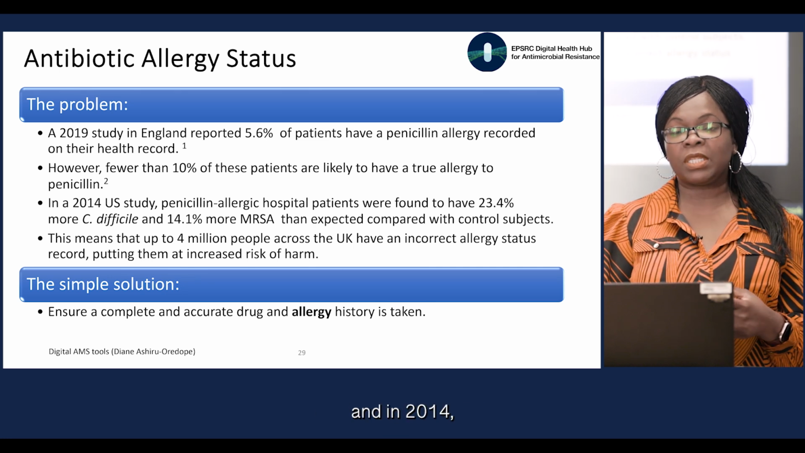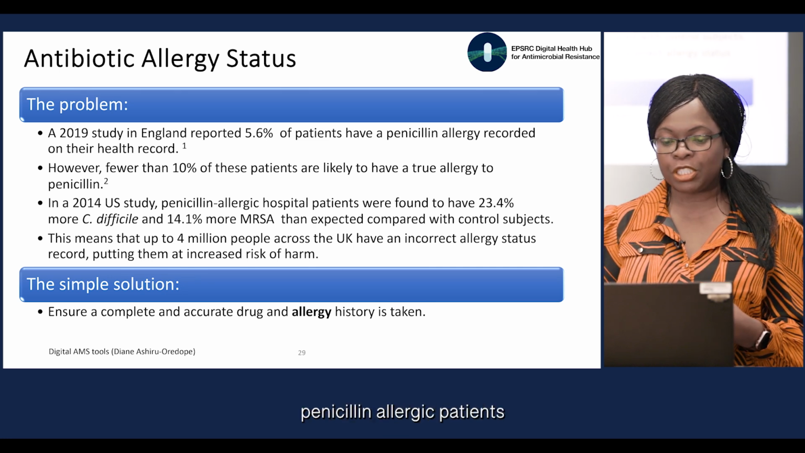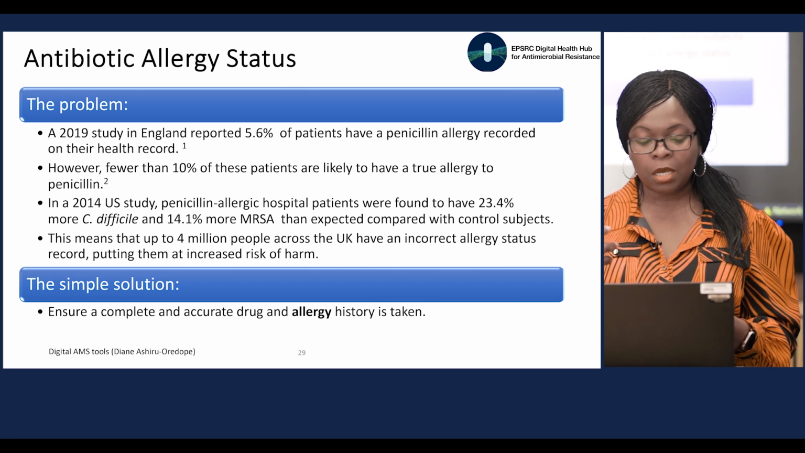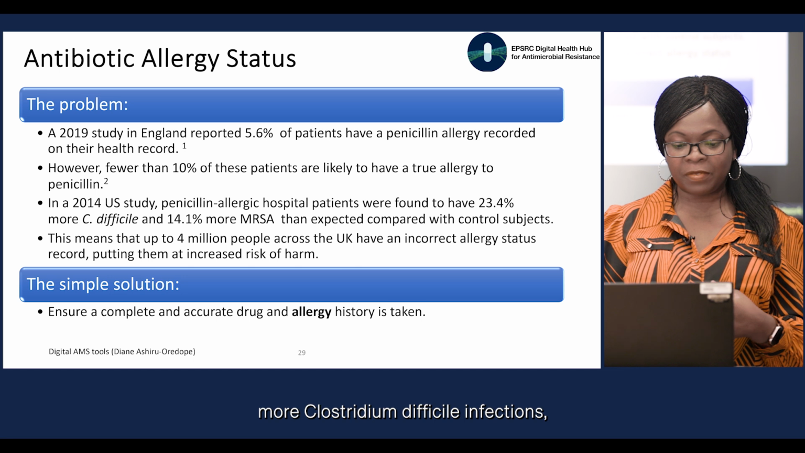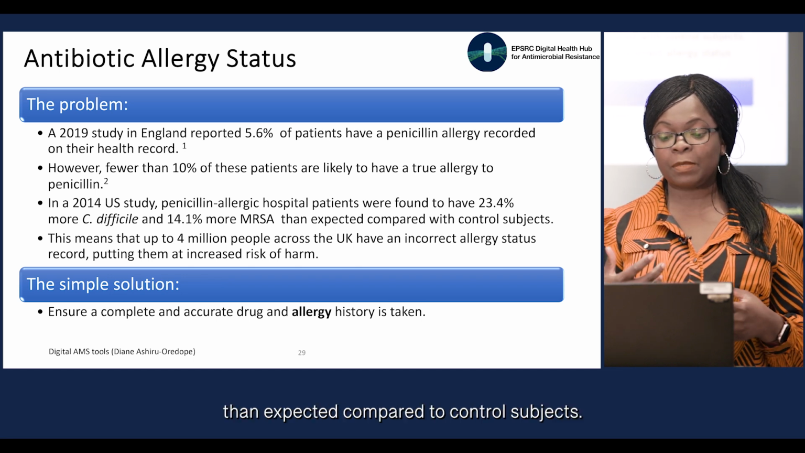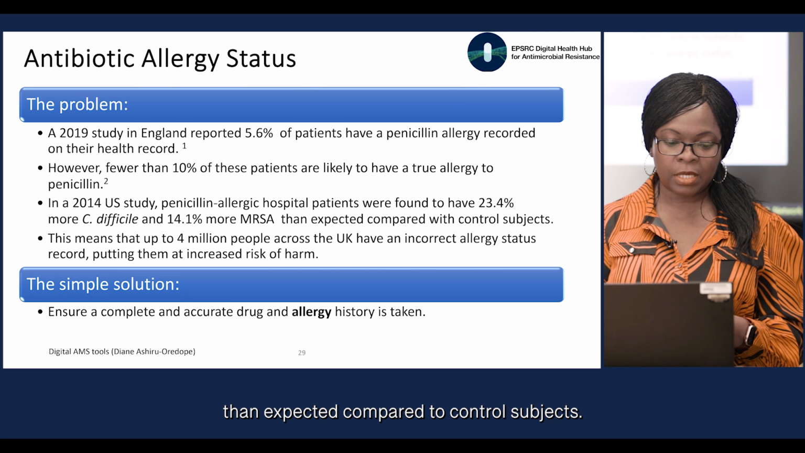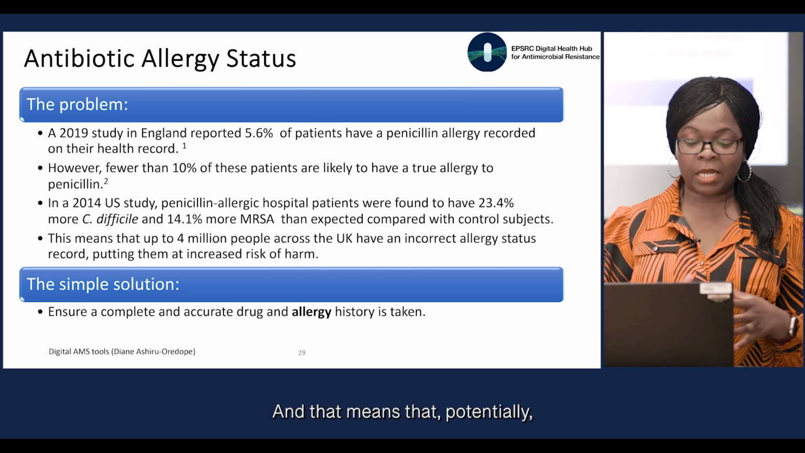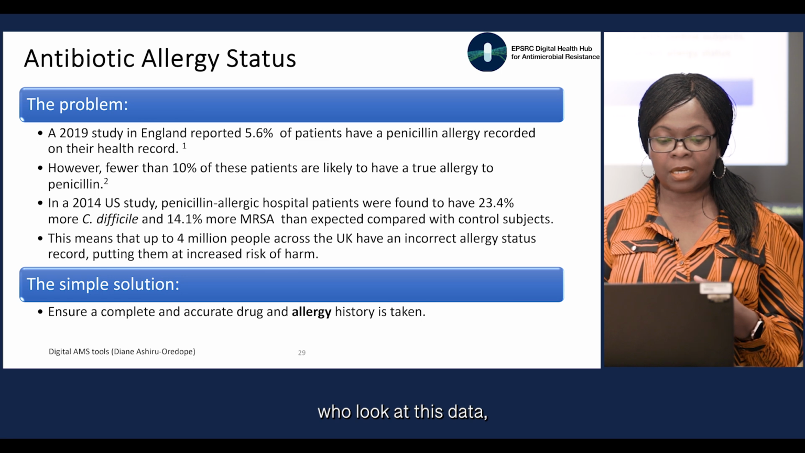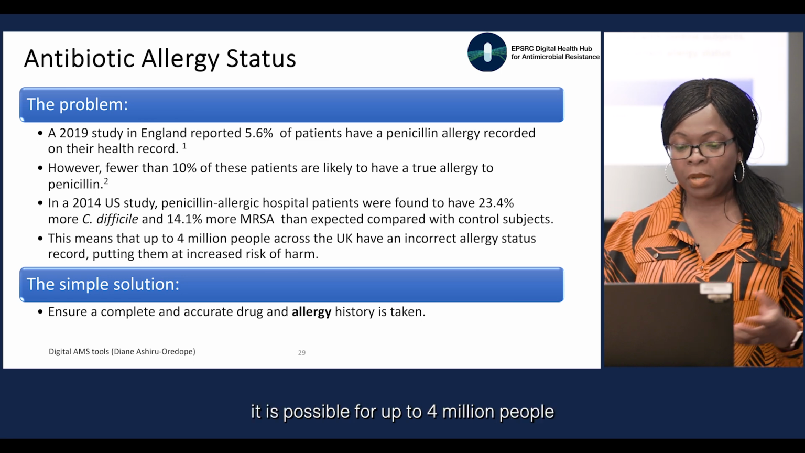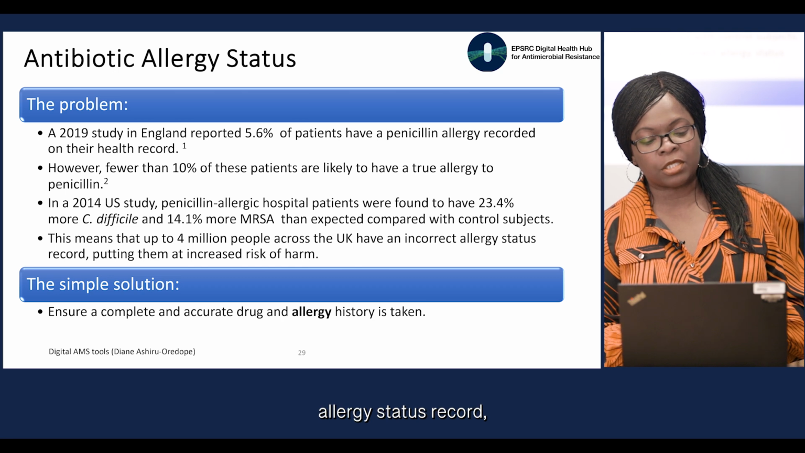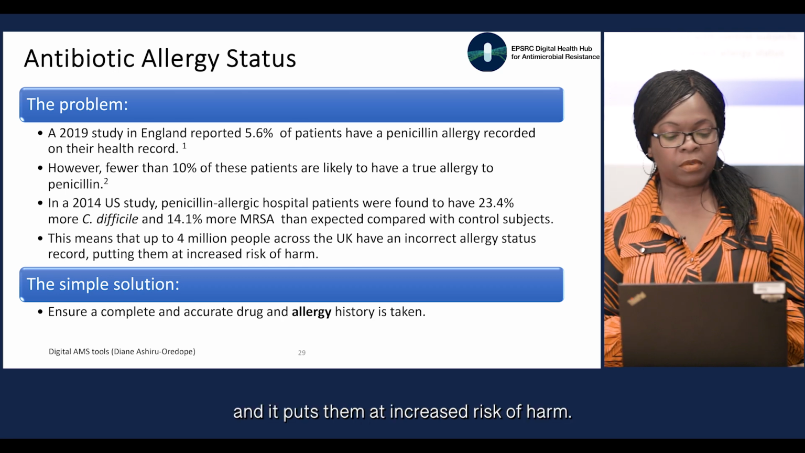And in 2014, a US study found that penicillin allergic patients were found to have more than 20% more Clostridium difficile infections, as well as 40% more MRSA than expected compared to control subjects. And that means that, based on an extrapolation done by the colleagues who looked at this data, it is possible for up to 4 million people across the UK to have an incorrect allergy status record, putting them at an increased risk of harm.